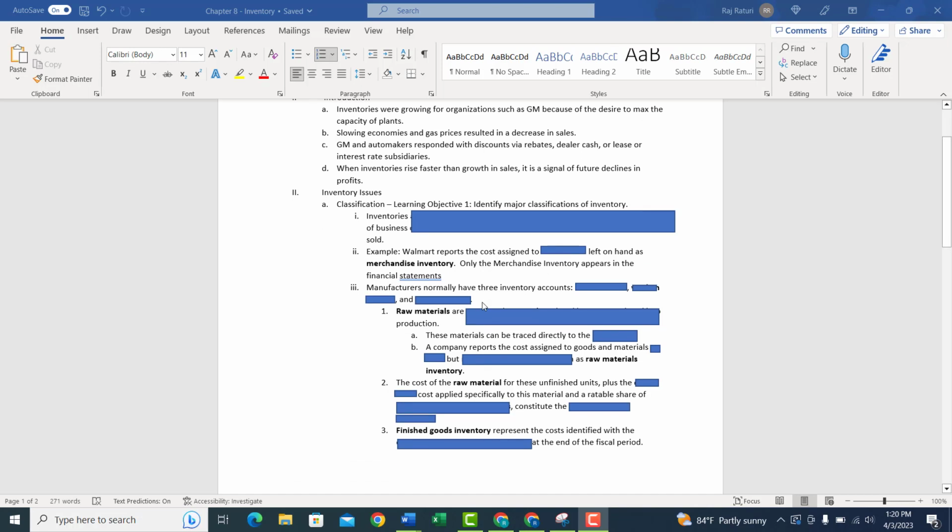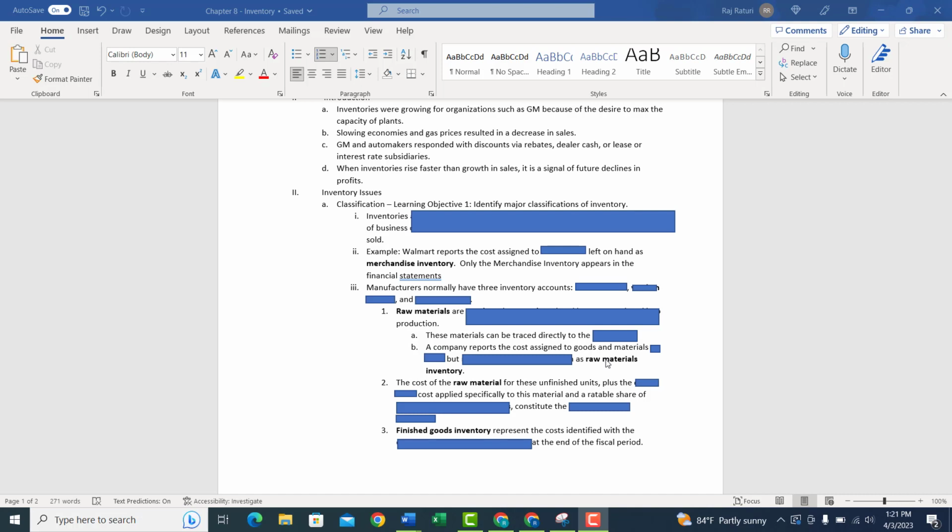So manufacturers normally have 3 inventory accounts. The inventory accounts are raw materials, work in process, and finished goods. So raw materials are going to be essentially goods that are held for sale and not placed in production at that point. And they can be directly traced to the end products.